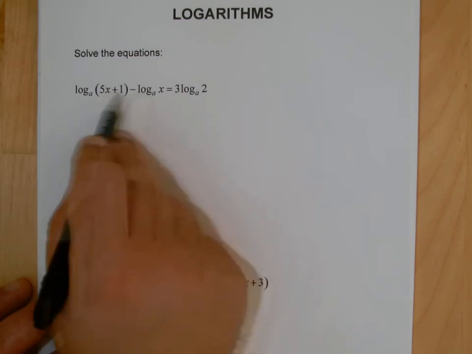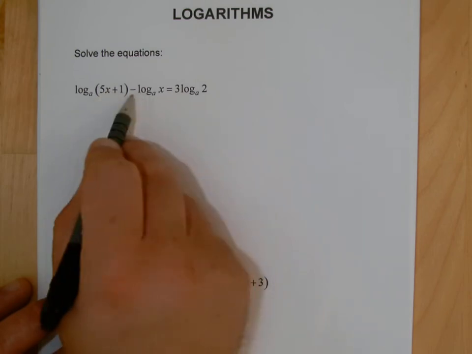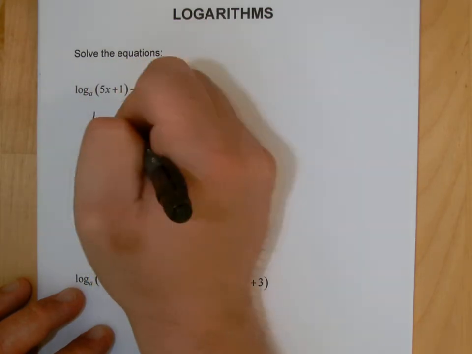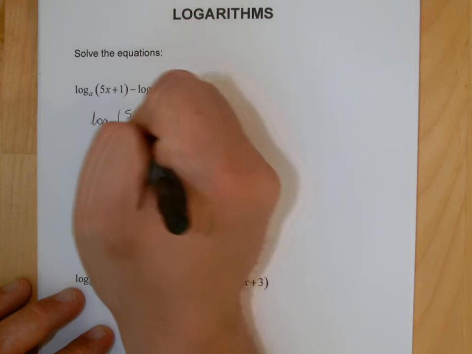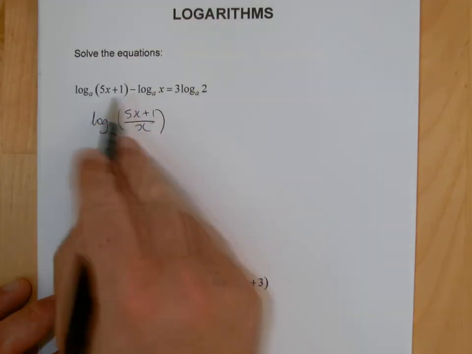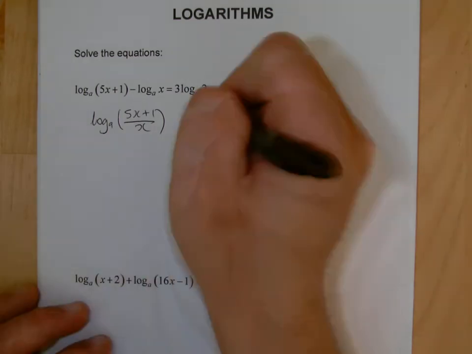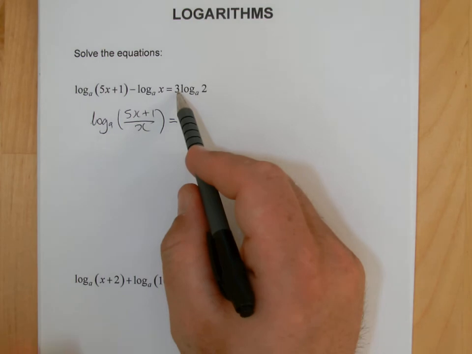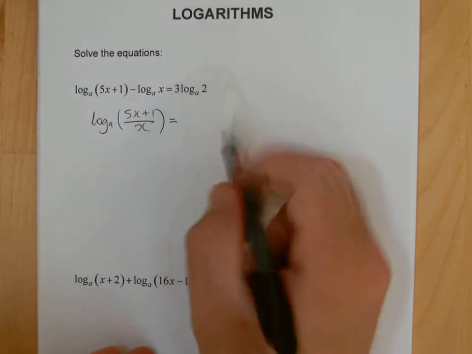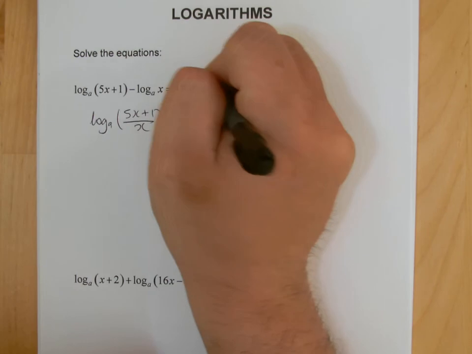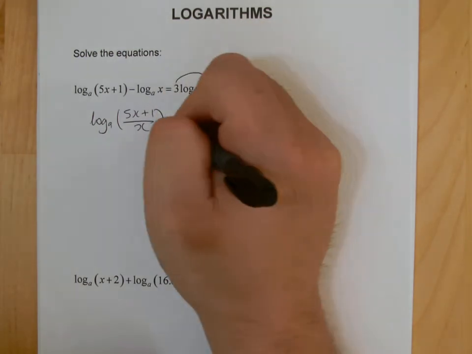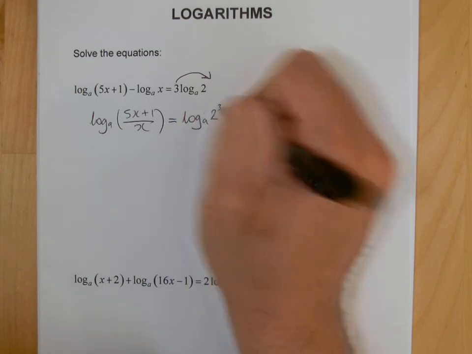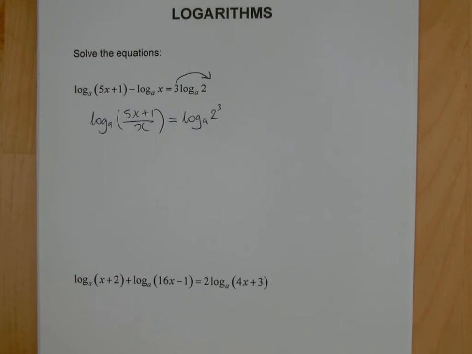So here I can write that as a single logarithm easily because it's taken away, so it's the division law. That will be 5x plus 1 divided by x, because we've taken away using our second law. On the right hand side, because I've got the term in front here, I can take it up as a power, using the power law, the third law, so that'll be log to the base a of 2 cubed. Now, something interesting happens.